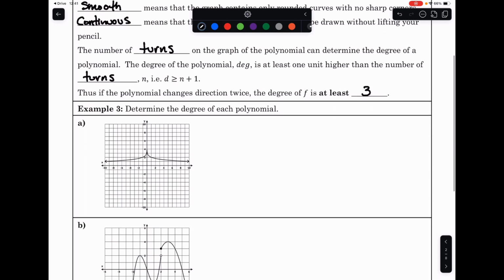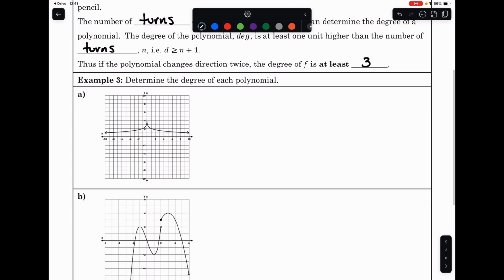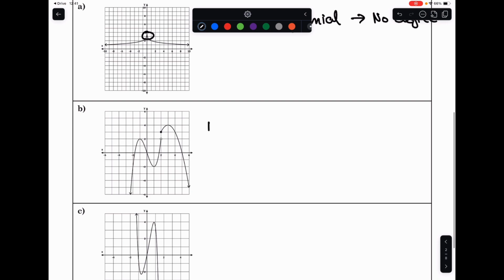Look at example 3a. Determine the degree of each polynomial. Well, again, first we have to determine if we have a polynomial, because only polynomials can be classified by degrees. And this one is not a polynomial because of the sharp turn. So no degree. Letter B, the same thing, not a polynomial because of the gap here. There's a break in the graph. So yet again, no degree.